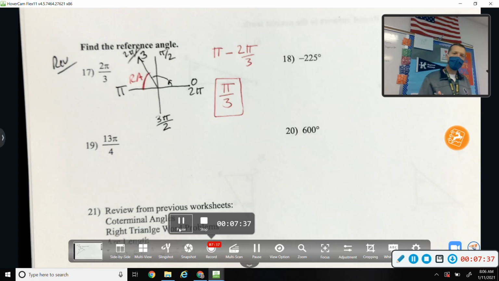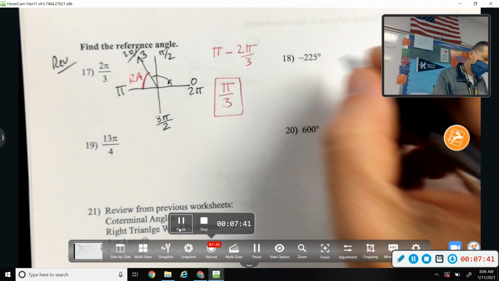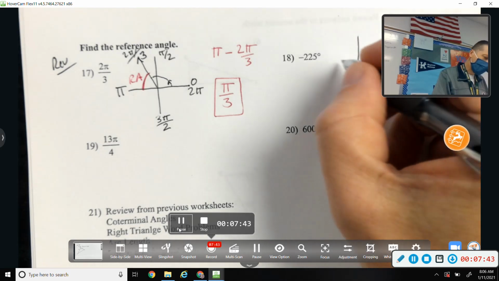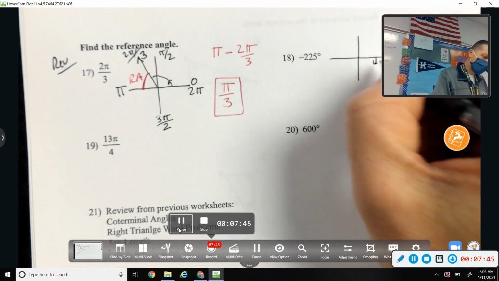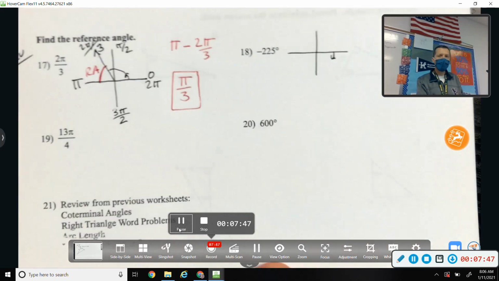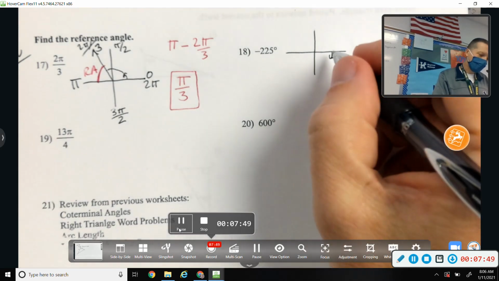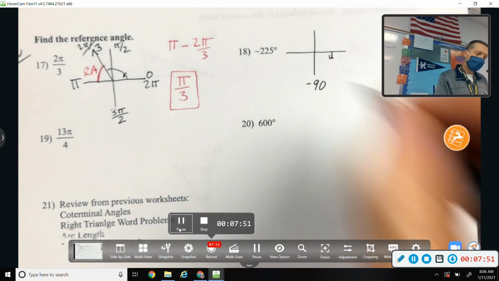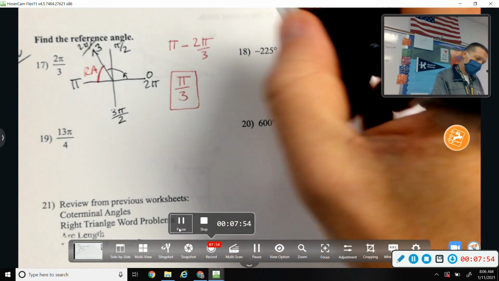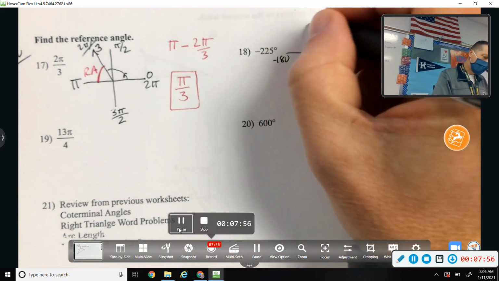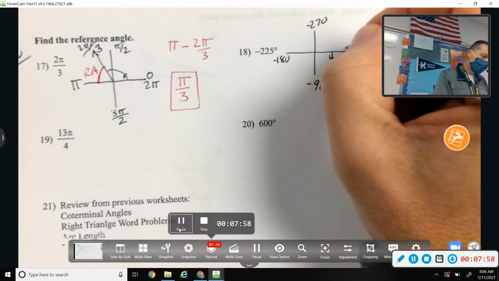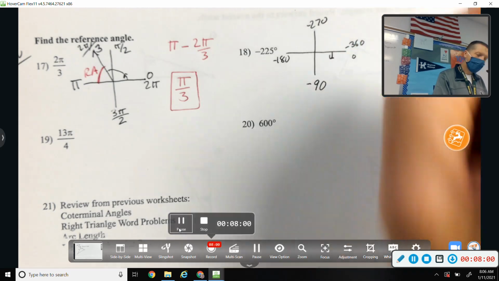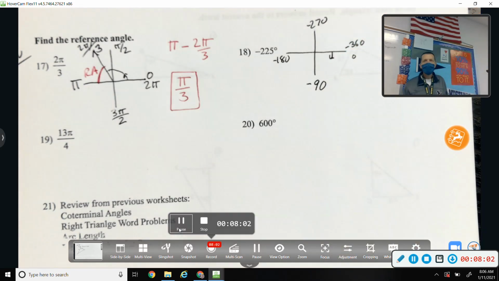Let's do number 18 as well. It's in degrees, so that makes it a little different. It's also negative, so I have to be real careful doing this. I know I'm going backwards, which means I may want to label the axes backwards. So that would be backwards 90, backwards 180, backwards 270, backwards 360. Flip your brain around to work this problem.